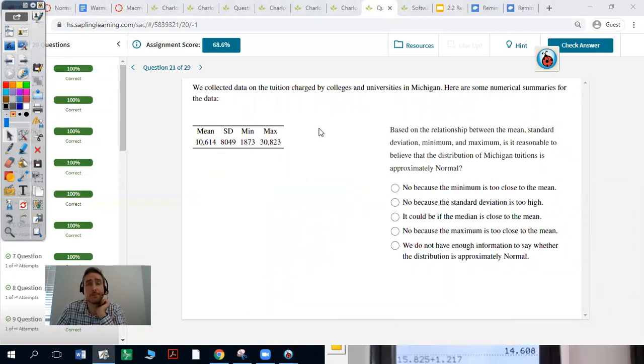Let's look at number 21. We collected data on the tuition charged by colleges and universities in Michigan. Hey, I'm from Michigan. Here's some numerical summaries for the data. Based on the relationship between the mean, standard deviation, minimum, and maximum, is it reasonable to believe that the distribution of Michigan's tuition is approximately normal? Well, mean, standard deviation, minimum, and maximum.